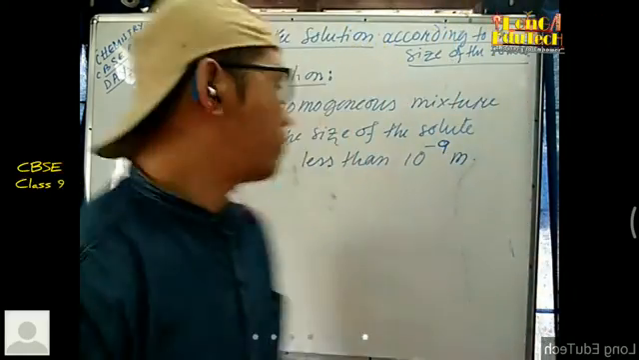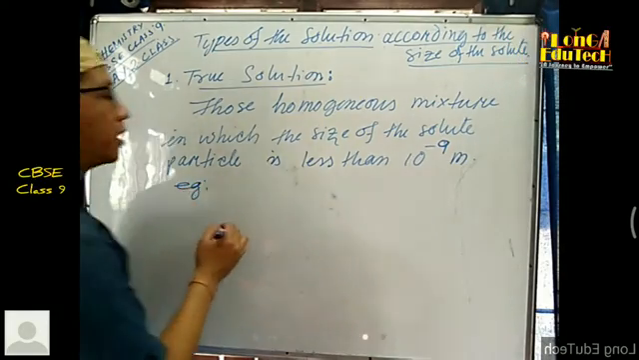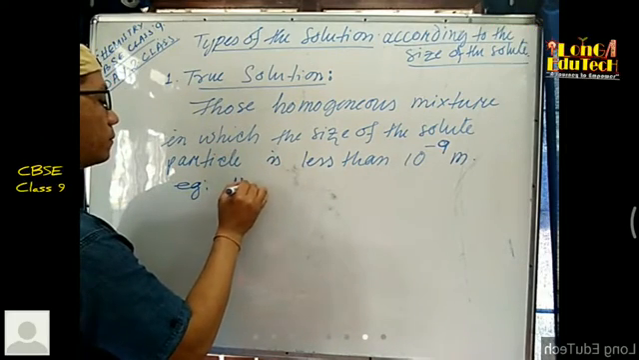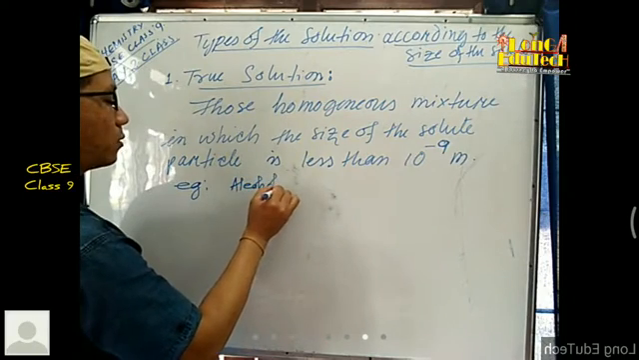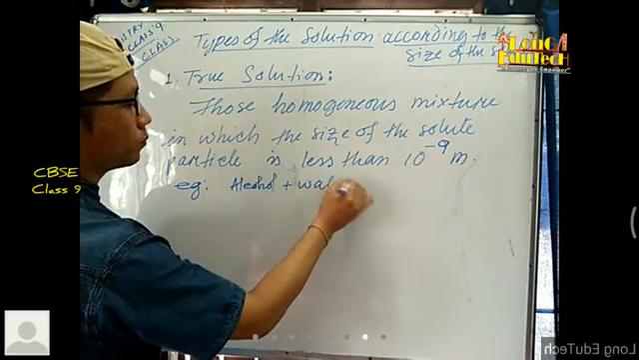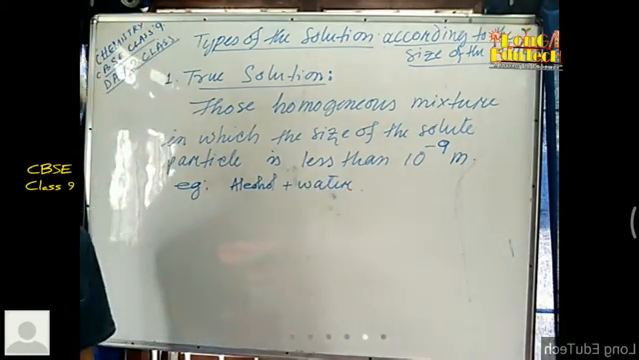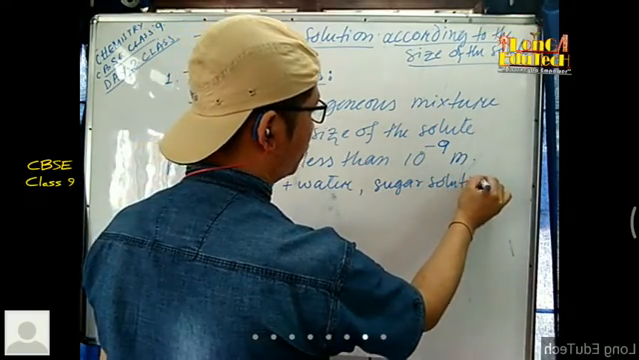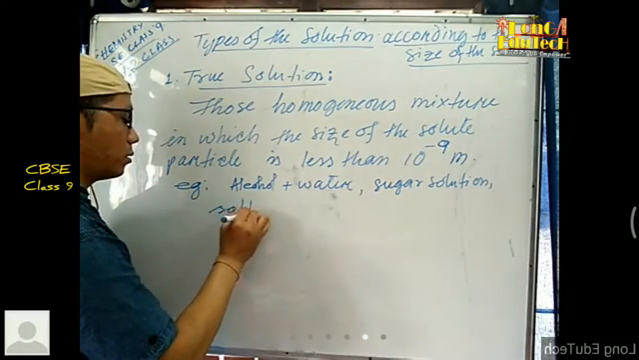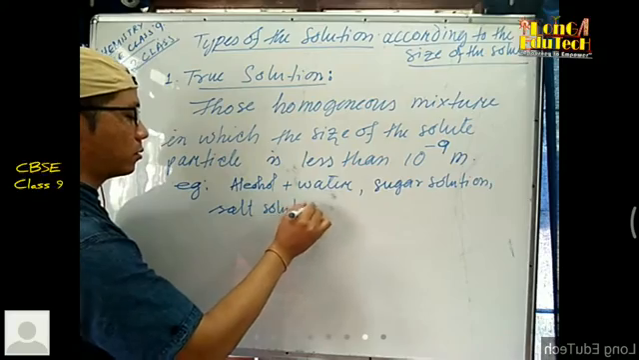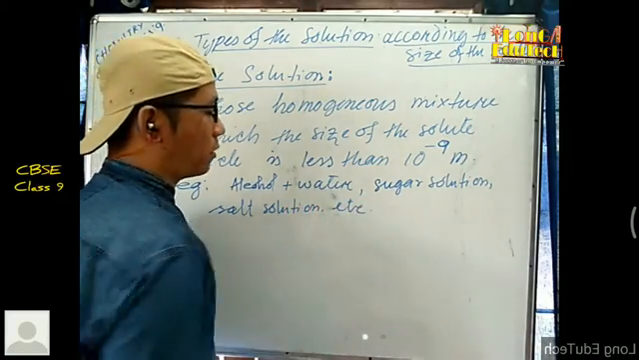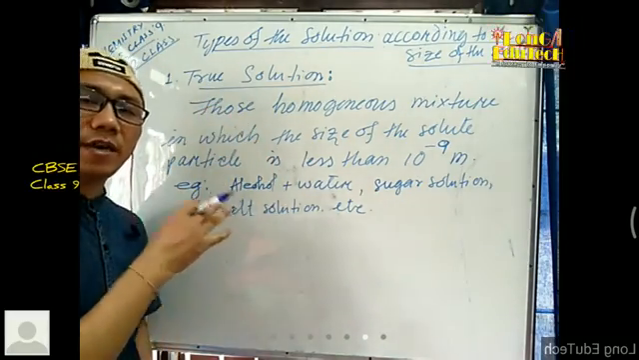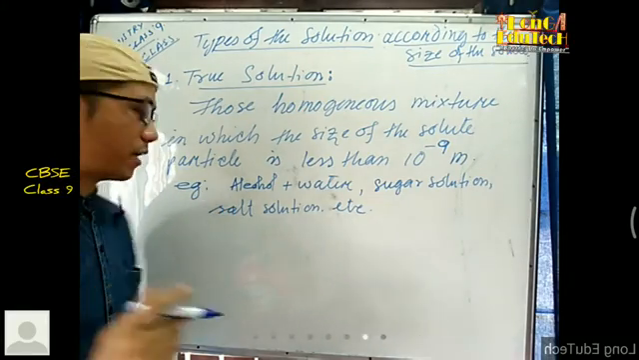Examples of true solutions: here we can write solutions containing alcohol plus water. That's one. And sugar solution, salt solution, etc. So these are types of solutions in which the particles you cannot see by the naked eye. Now come the properties.